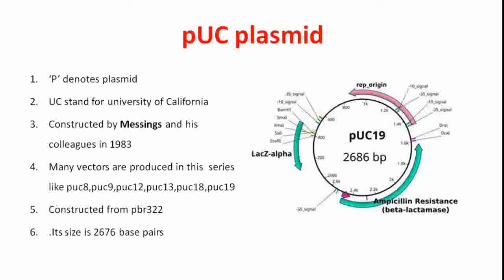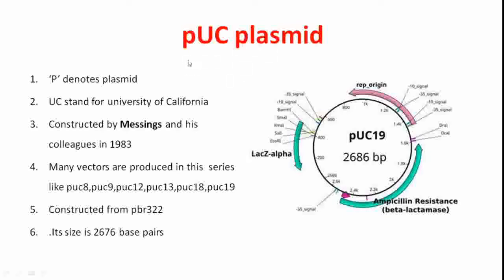Generally, I told you the second and third letters must be the name of the scientists who invented or constructed the plasmid. But here, Messing, the one who constructed this plasmid, gave the name after his university. He is working in the University of California, so he named this plasmid after the university. So pUC means plasmid of University of California. It was constructed in that university.